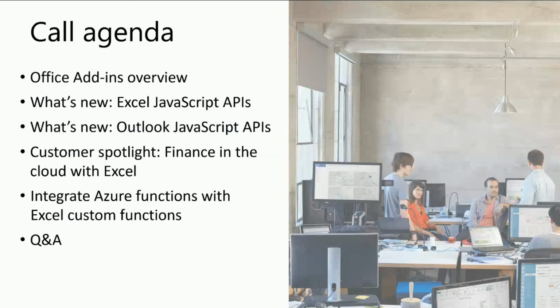So here's the agenda for today. Alex, my colleague here, is going to do an Office Add-ins overview for anyone that might be completely new to this. Then Phoebe Yuan from the Excel China team will talk about what's new with the Excel JavaScript APIs. Juan's going to talk about what's new with the Outlook JavaScript APIs. Then we have a guest presenter, Jake Armstrong from Vena, who is going to talk about finance in the cloud with Excel, with their own solution that they've been working on.